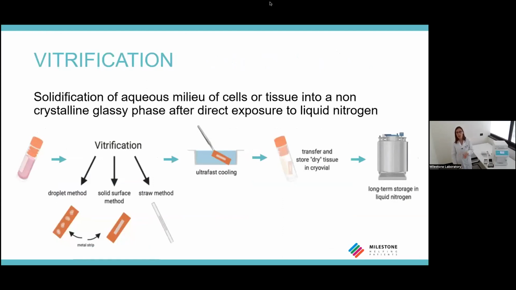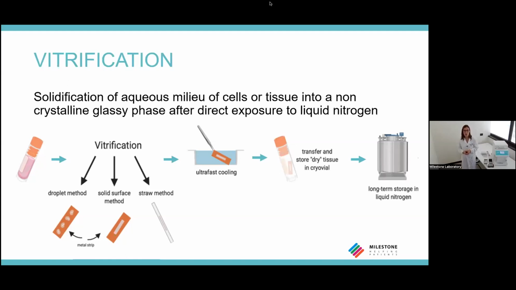Vitrification is the other way to freeze a sample, preserving the viability of cells. It is the solidification of the aqueous part of cells in a non-crystalline glassy phase, thanks to the direct exposure to liquid nitrogen. Basically, in this case, the freezing is so fast that water has no time to organize its molecules and has no time to create ice crystals. So it remains small, like in the liquid phase.